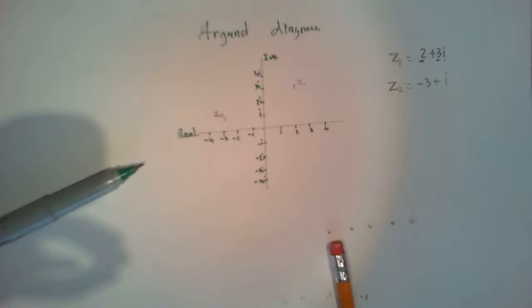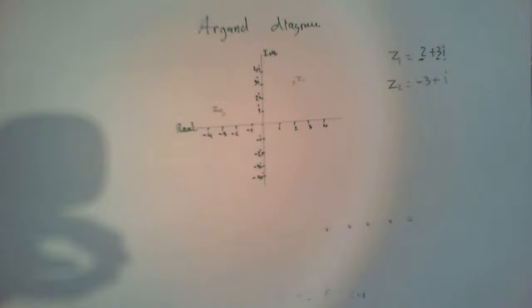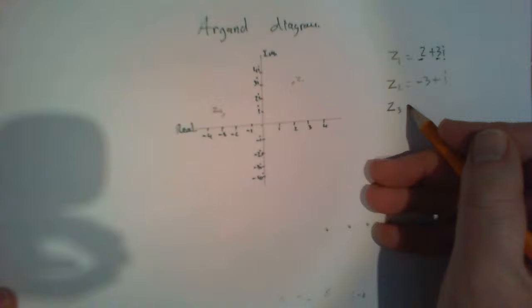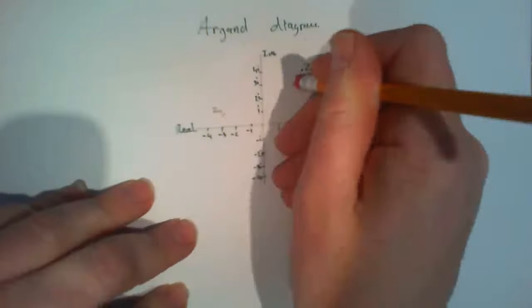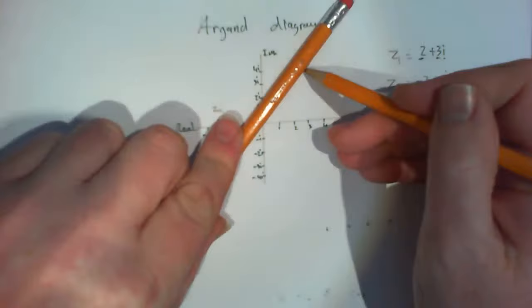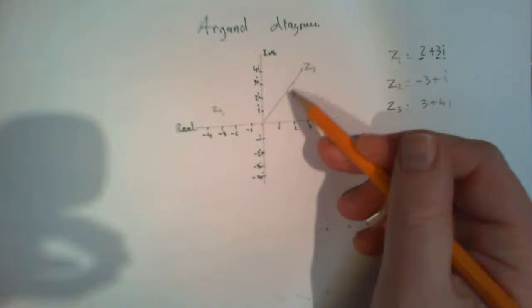There we go. Let's plot a point. Let's go with Z3: 3 plus 4i. So there's 3 and there's 4i. There's Z3. For a second, I'm going to rub out Z1 so I can have a clear run at this. Imagine me drawing a line back. What this allows me to do is find the length, the distance between those two points.